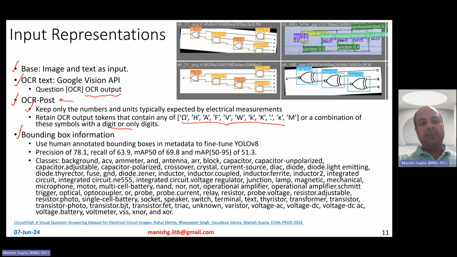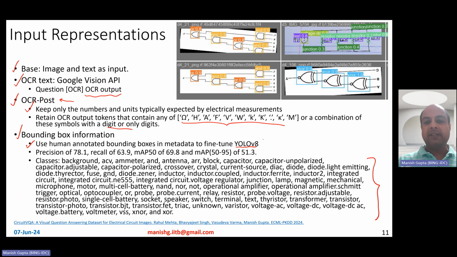The other kind of input that we can supply is bounding box information. Some of those data sets have bounding boxes. So we use those human bounding boxes in the metadata to fine-tune a YOLOv8 object detector. That basically helps us get bounding boxes on all the images. It is trained for all of these classes. Of course, I'm not going to read over those classes, but as you can see, those are all kinds of electrical equipment that exist in the training data of those data sets which had bounding boxes labeled.